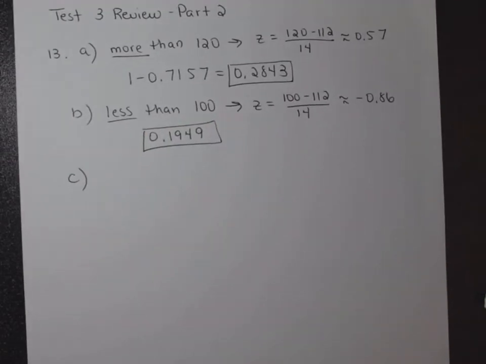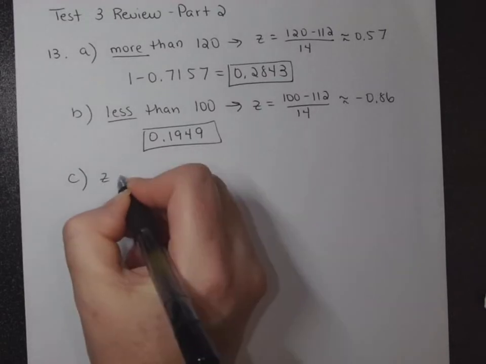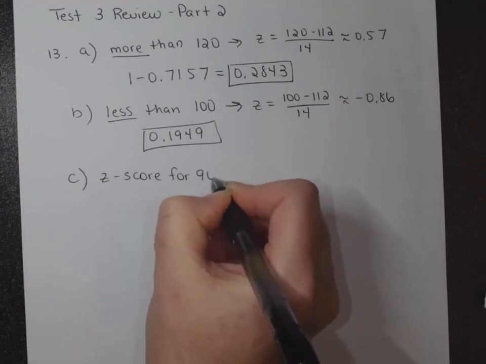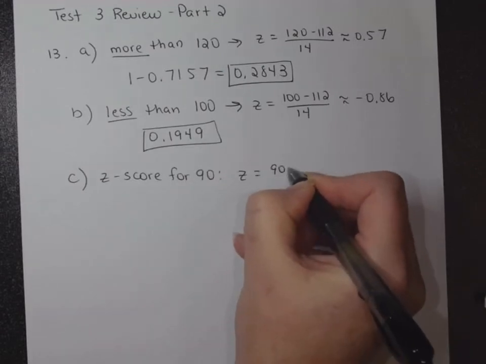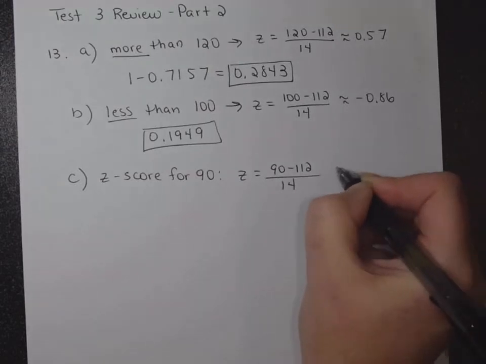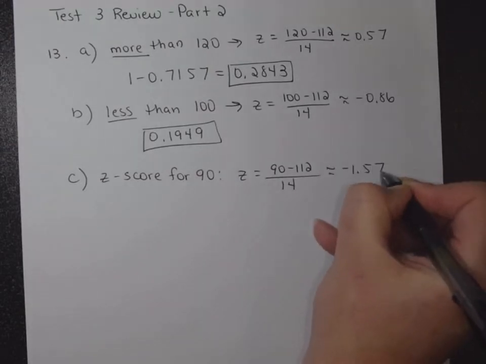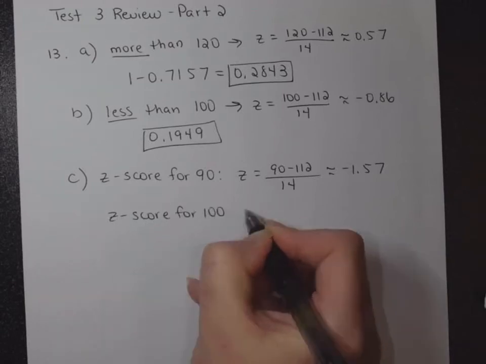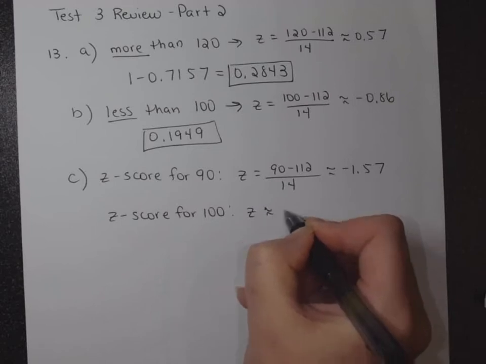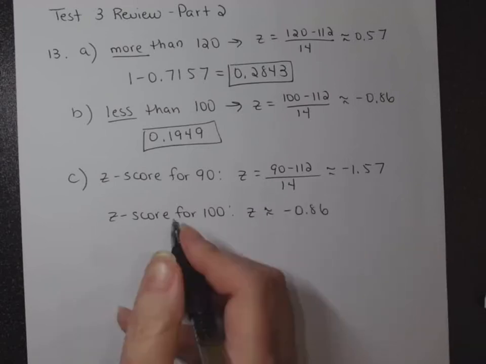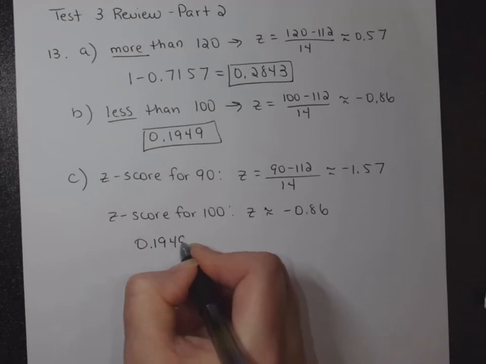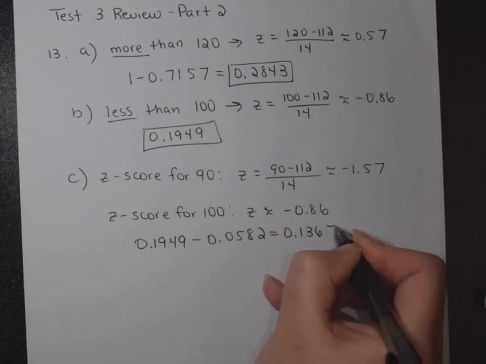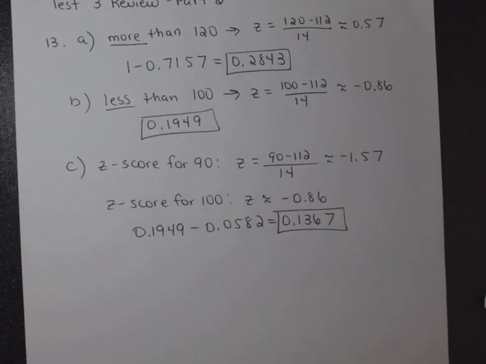And then if we want to go between, we already have the z-score for one of them. So the z-score for 90 would be 90 minus average over standard deviation, or negative 1.57. And we already have the z-score for 100. We can look back to part B. We got z is negative 0.86. So remember, between, you just find both values and subtract them. Okay, so that's number 13.